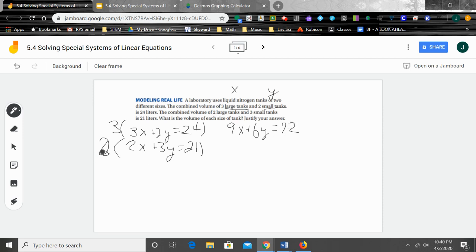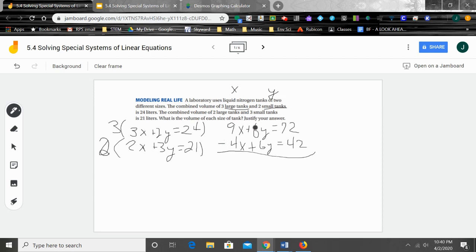Now we do the same thing down here. So 2 times 2x is 4x plus 2 times 3y is 6y. And that equals 2 times 21, which happens to be 42. So now what we're going to do is we're going to go through, and now we have common coefficient. So we're going to solve.